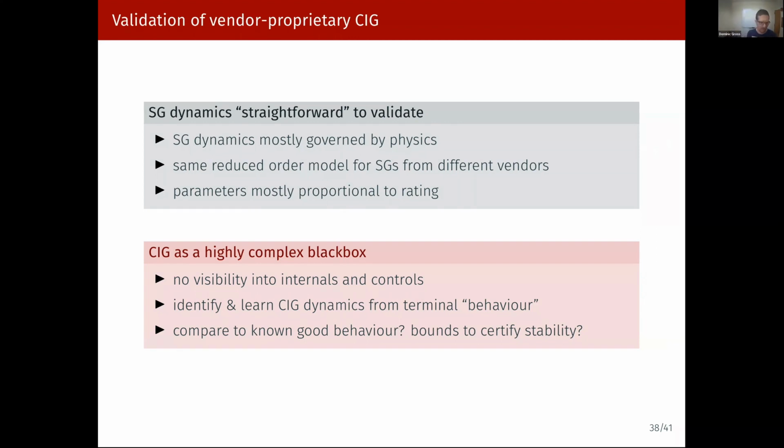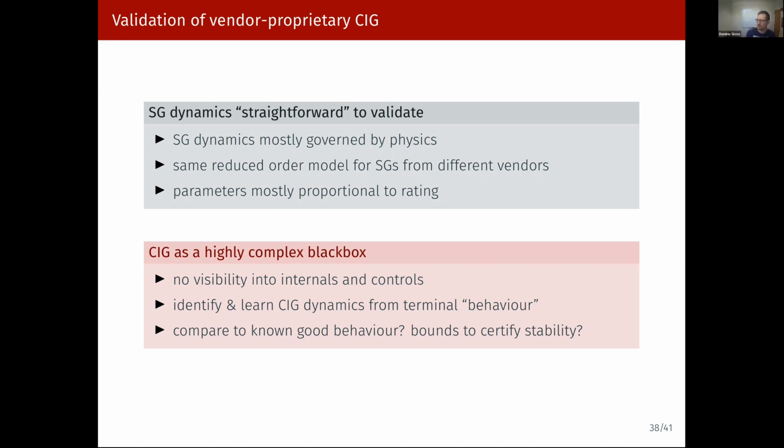You can show it perturbations, and you can try to identify, using system identification tools or learning tools, the internal dynamics from what you're seeing at the terminals of the device. And then you can compare that to a known good behavior, like the control that I've shown you before. Or you could try to say, if I put certain bounds on this behavior that I'm identifying or learning, then hopefully it can certify stability.